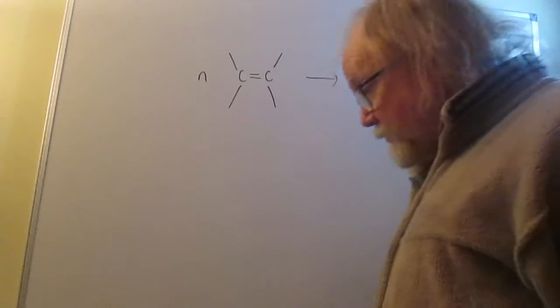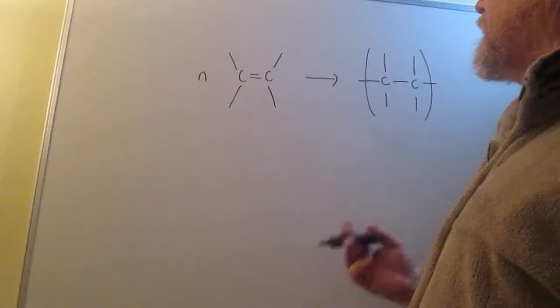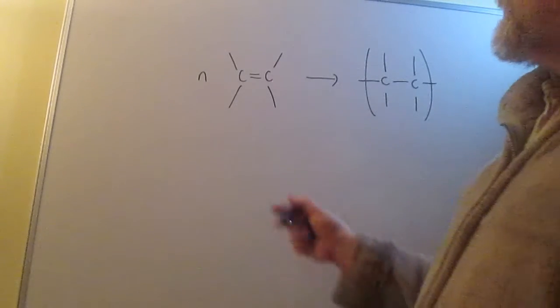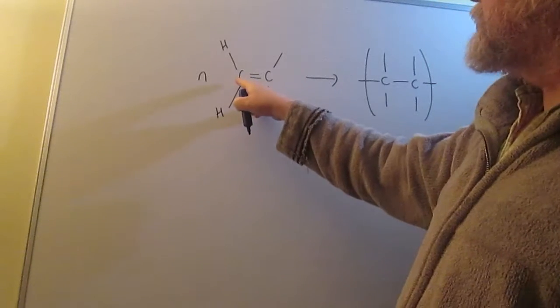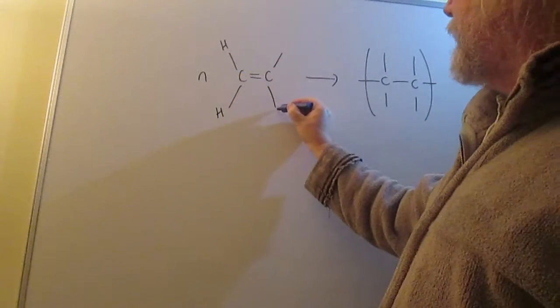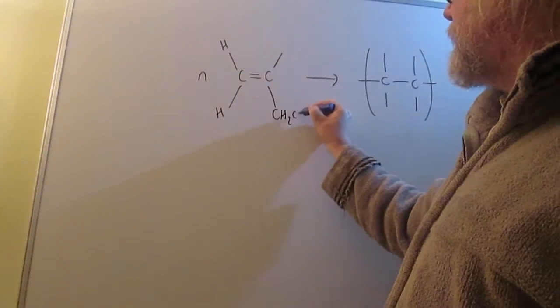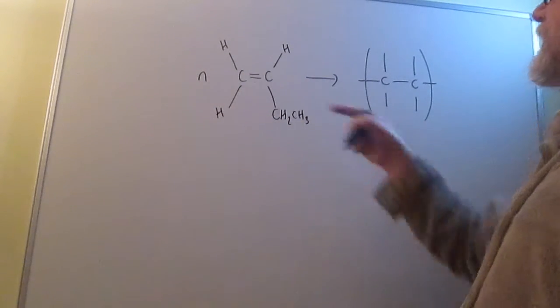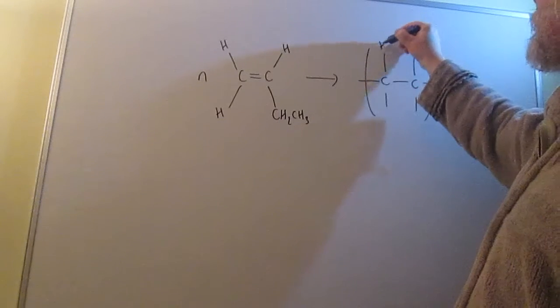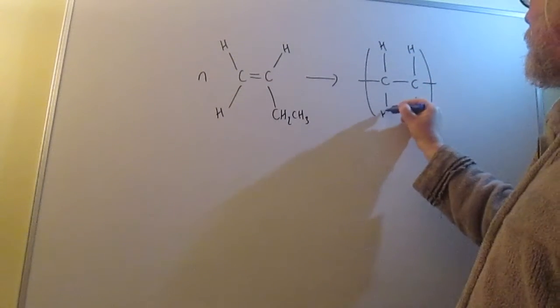So in our case, we're being asked about polybute-1-ene. So if this is bute-1-ene, that means that the first carbon is at the end of the chain, so that's carbon 1, 2, and then we'll have CH2, CH3 there, and a hydrogen there, and that means the repeat unit is going to have those 4 things on the ends like this.